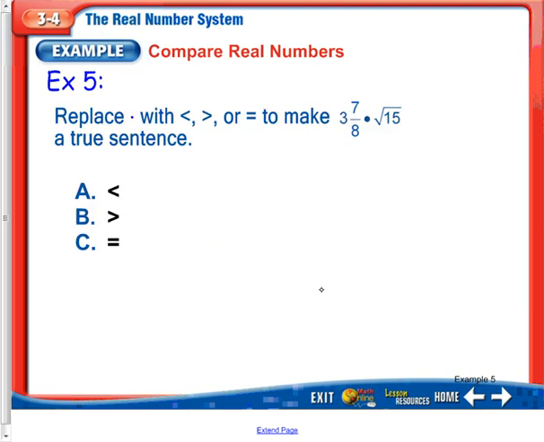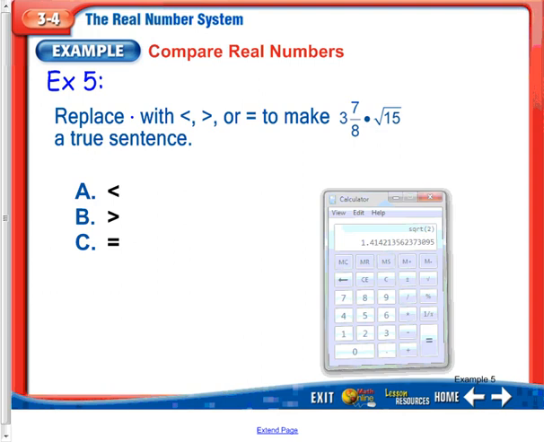Replace the dot with less than, greater than, or equal signs to make this sentence true. Well, first of all, we know that we're going to have to get these into a common form. Looking at this, the square root of 15 is not a perfect square. I know it's going to be really close to 4 because the square root of 16 is 4. So I'm going to want to figure out how close to 4 it is, because I know this number is also close to 4. So I'm going to want to get these numbers into decimal form.